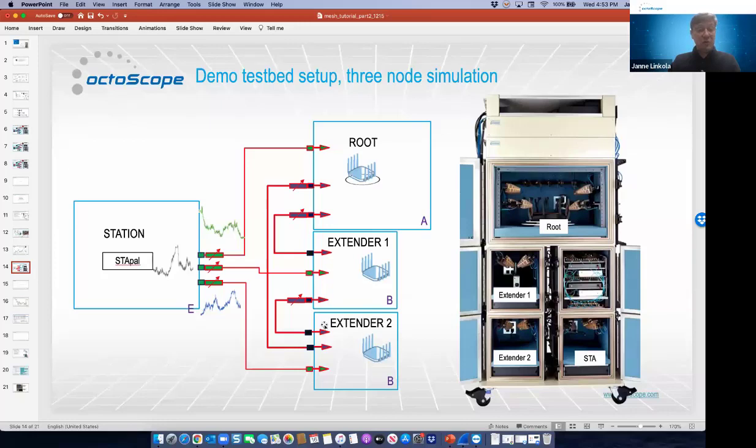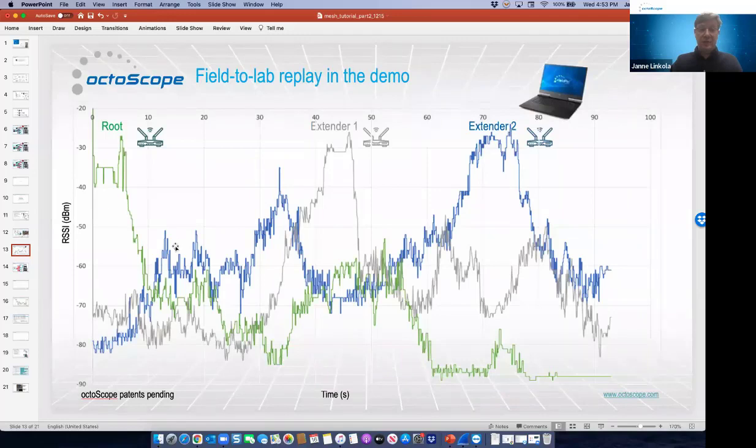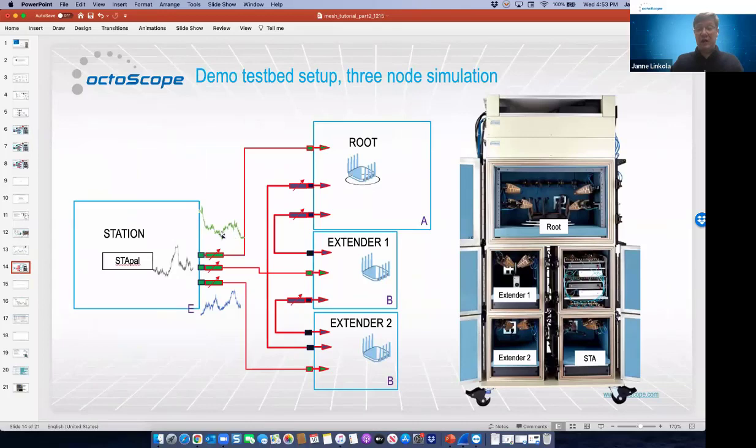Now, we have the same 3-node mesh set up here in our test bed. We're using recordings from the field to set the path loss between the root and all the other nodes. So the mesh experiences itself in this test bed just like it would if it was in the home. We use these 3 recordings to drive each of the 3 attenuators that connect the StayPal to the mesh network.